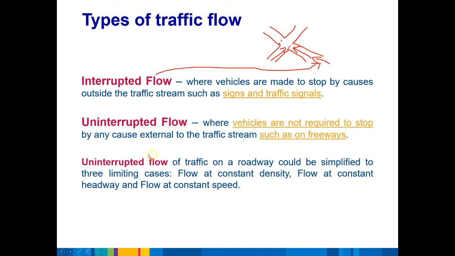For an uninterrupted flow where we've got no external crossing points or nothing else that troubles us, we can give ourselves a few simple cases to talk about. We've got a flow rate at a constant density, flow rate at a constant headway, so constant spacing between vehicles, and flow rate at constant speed. We'll talk a bit more about these shortly.